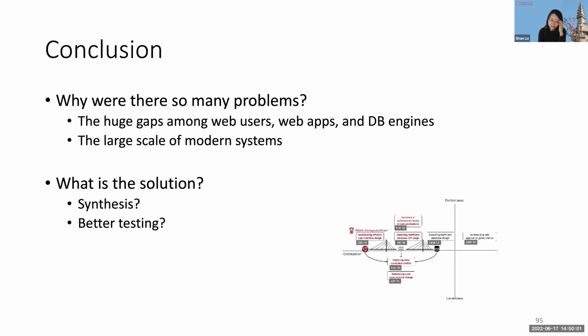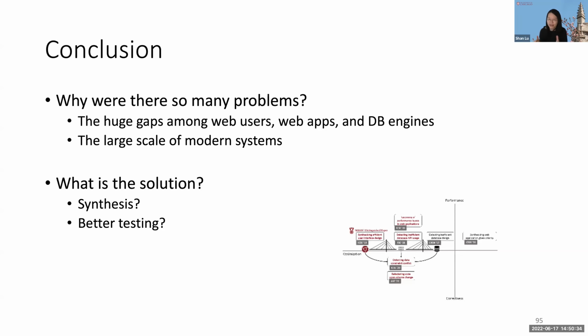So as a conclusion, why were there so many problems? I think in general there's a huge gap among web users, developers of web applications, and the database engine. With these semantic gaps, and also because of the large scale of modern systems, testing is difficult. Developers often can only know the information about one particular layer, not all. That's why there were so many problems: performance problems, correctness problems.